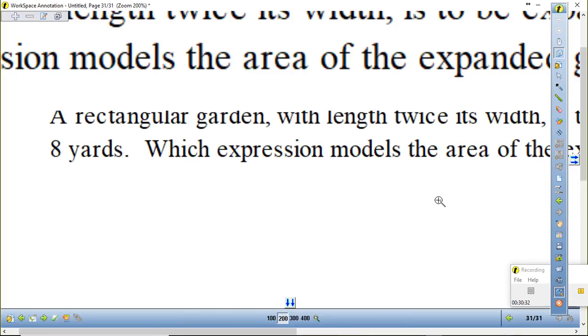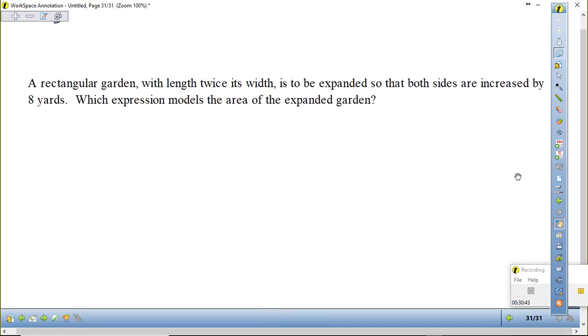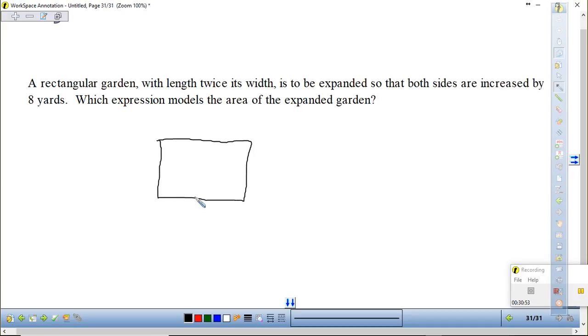Let me zoom out. All right, it says a rectangular garden. What kind of garden? Rectangular. So draw a rectangle. All right, there's the garden. Okay? And I'm going to label this. There it is, garden.